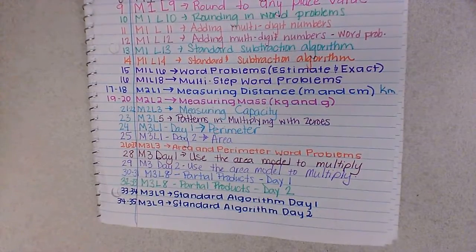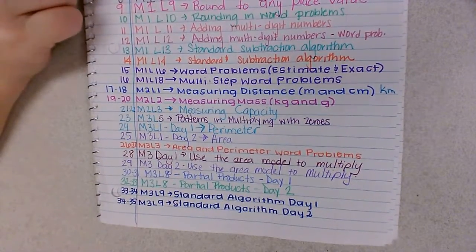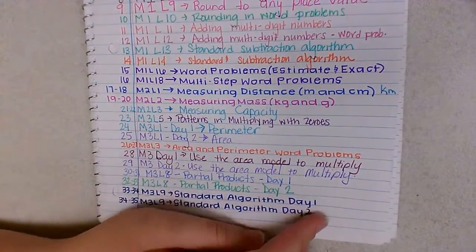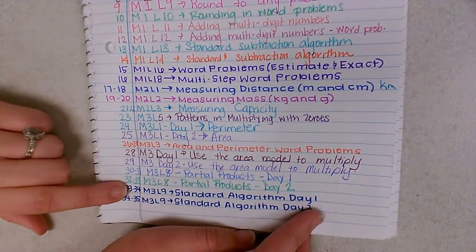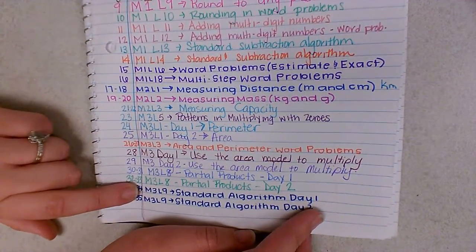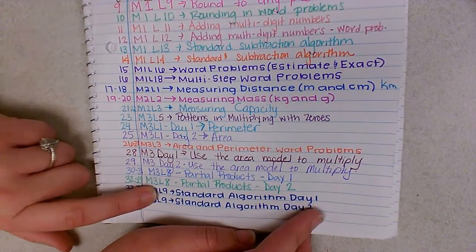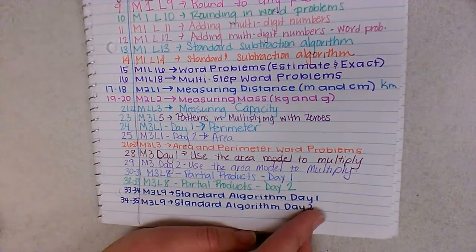Can you believe how quickly we've been filling up this table of contents? We're coming towards the end of our table of contents, and today we're going to use 2 pages. My next 2 are 33 and 34, and today's lesson is called Module 3, Lesson 9, Standard Algorithm, Day 1.